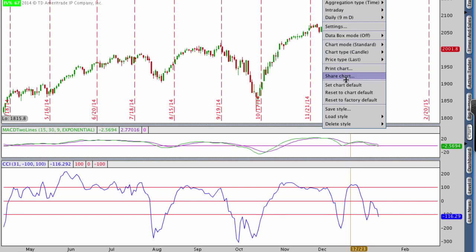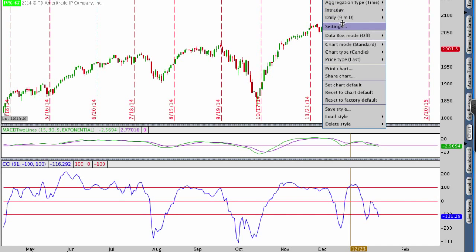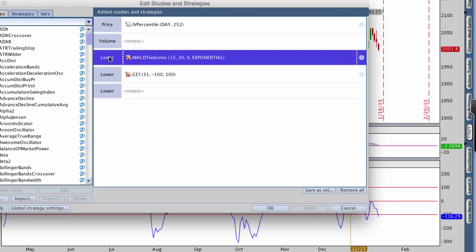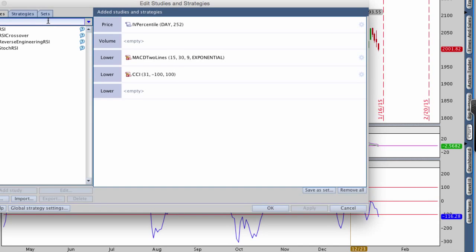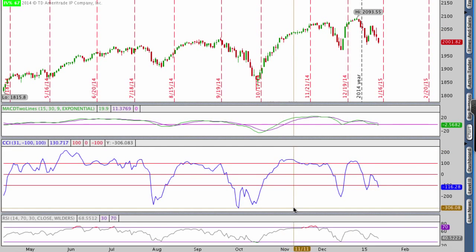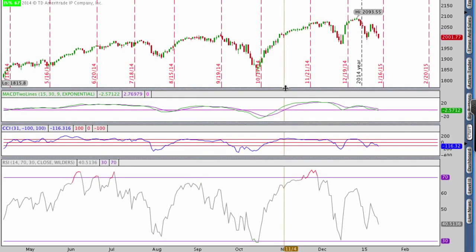All right, let's add one more to the charts here. So let's go, excuse me, go to the settings. Go to studies, and we're going to go to edit studies, and we're going to add RSI right to the chart. So we can just leave RSI exactly as it is. And now we have RSI down below. So I'm just going to try to minimize these two here so you can see RSI down below.